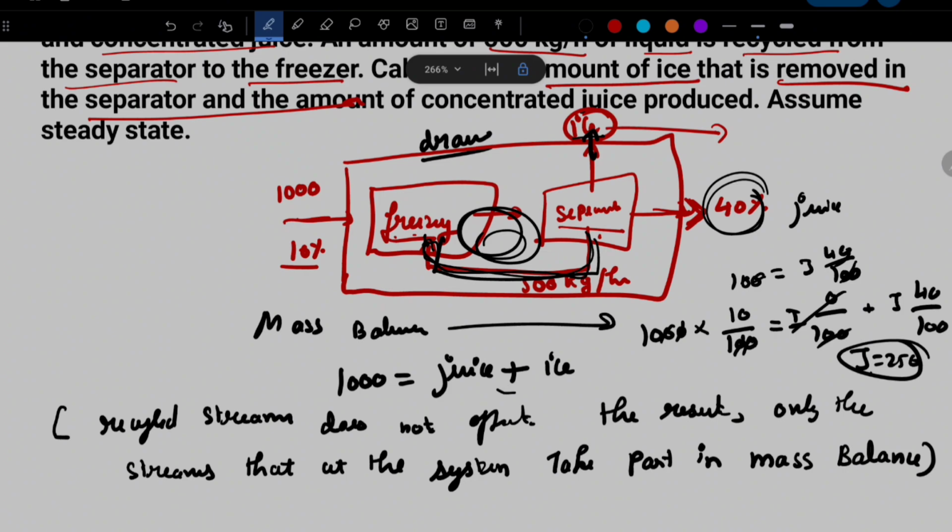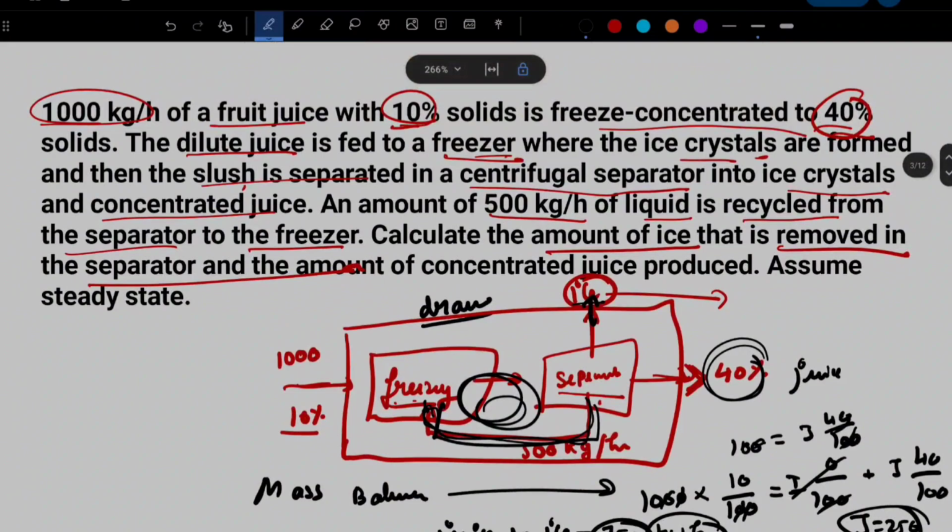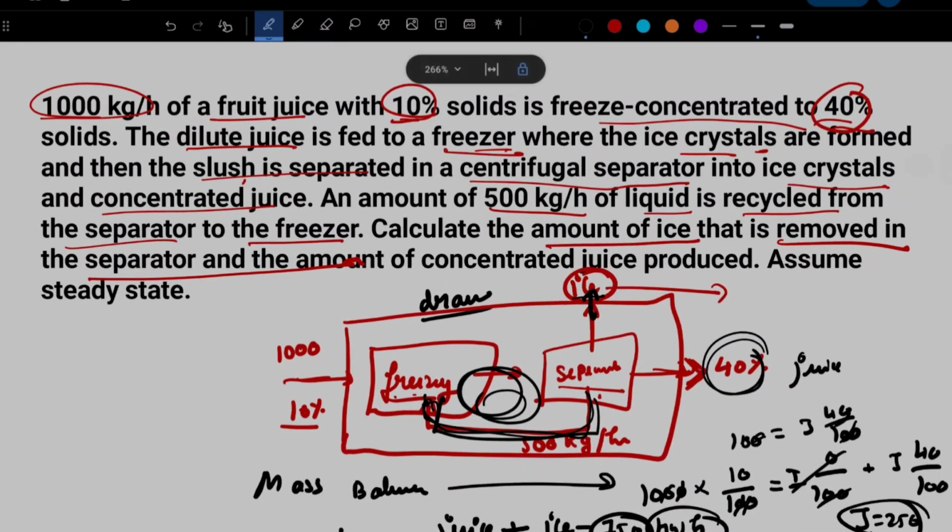If you know J, use it here. Ice is 1000 minus 250, since juice is 250 and the inlet is 1000. So ice is 750, which means 750 kg per hour. That's the answer. It's actually a simple question. I didn't even take much space, but the question is big, and that's how they will trick you. This kind of question may be asked in the patent examination, so if you are writing a patent examination, this is how you need to study it.